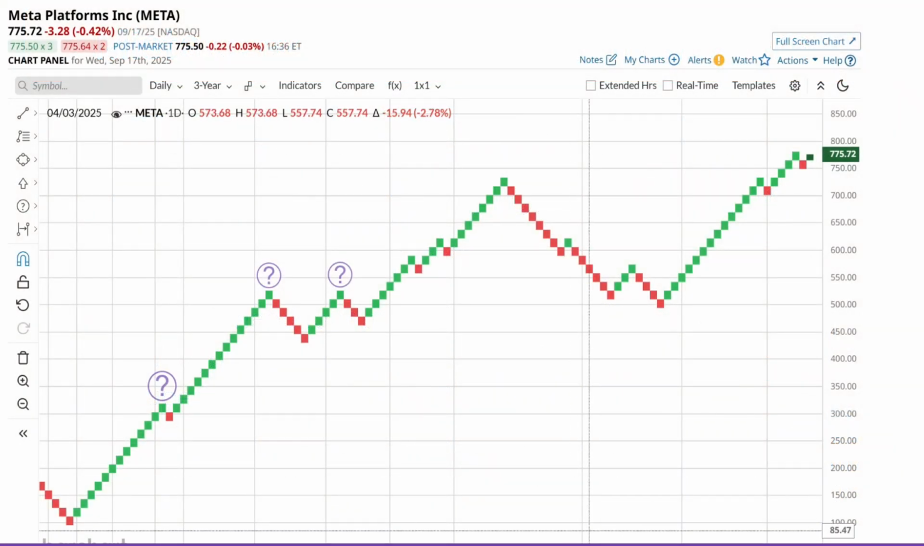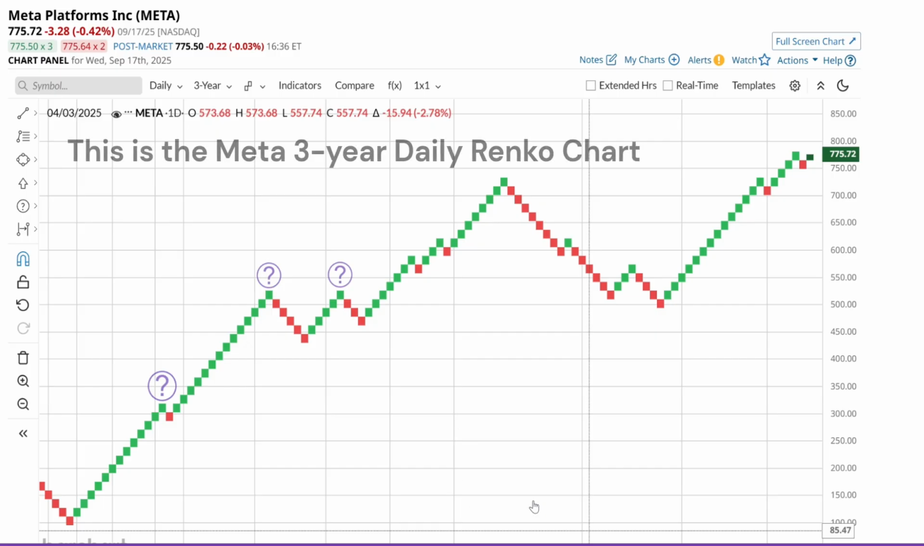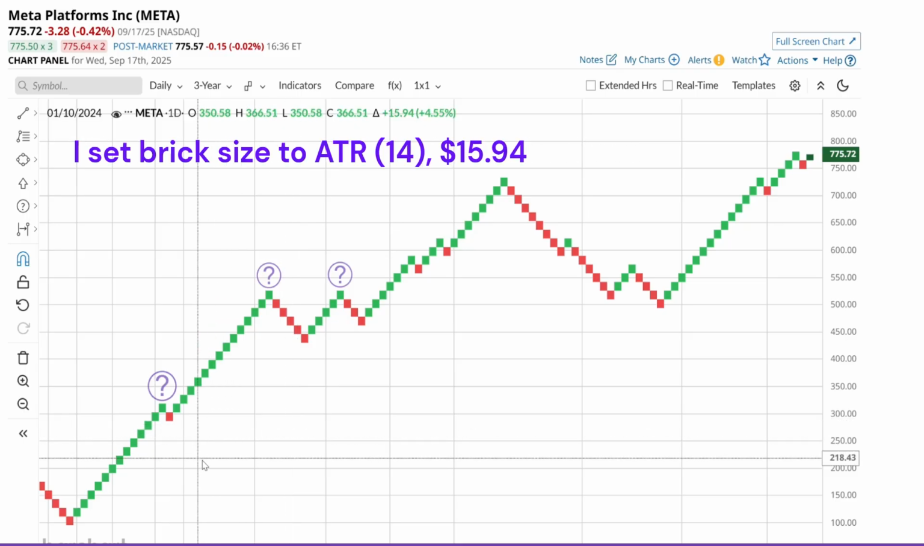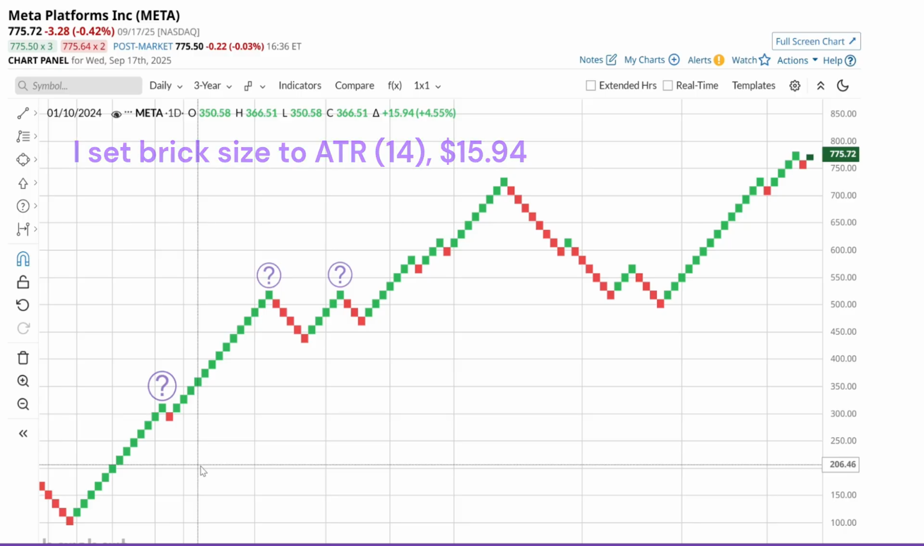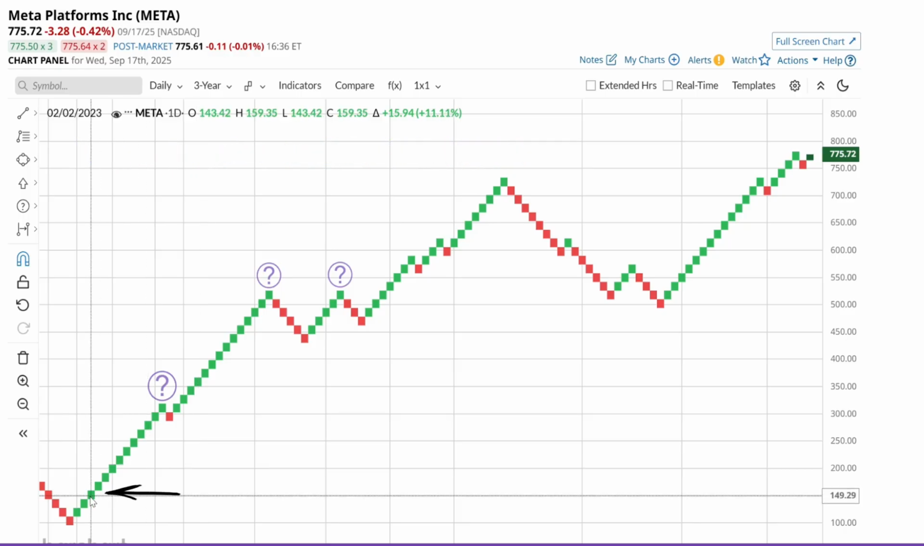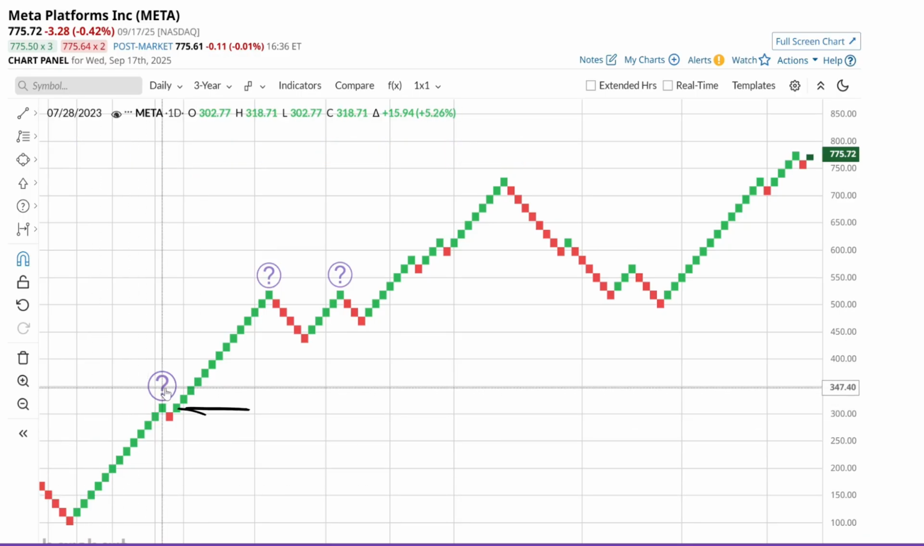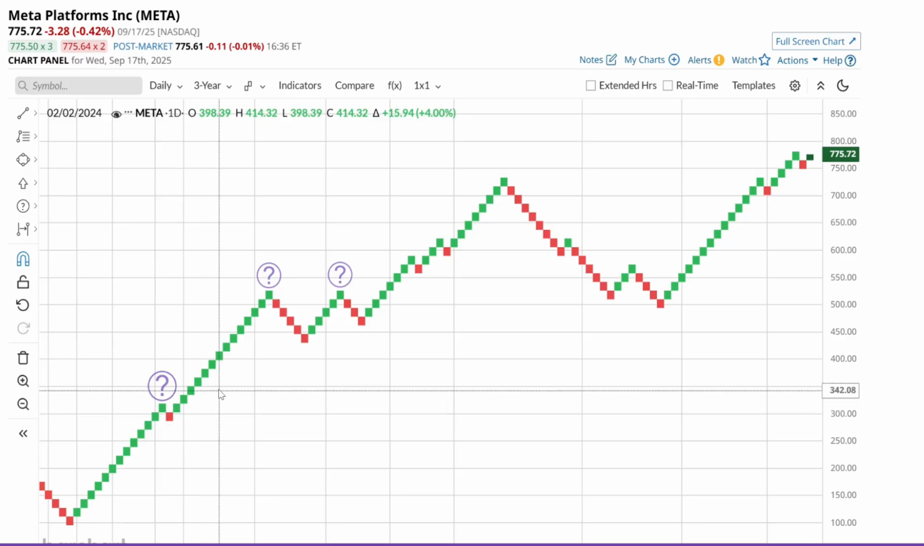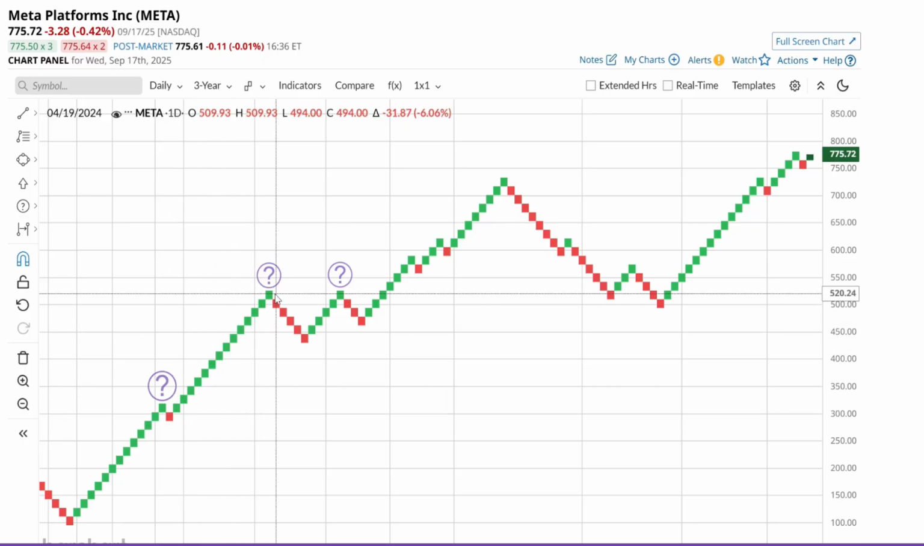The last mistake is chasing reversals. Here's a 3-year daily Renko chart of Meta, using ATR 14 with a brick size of about $15.94. Let's say our entry point was around $150. As the price climbed to $300, it's easy to think, it's already doubled, maybe this is the top. If you sold there and then saw a red brick, you'd likely get shaken out. But look what happened, the trend continued, all the way up to around $525.